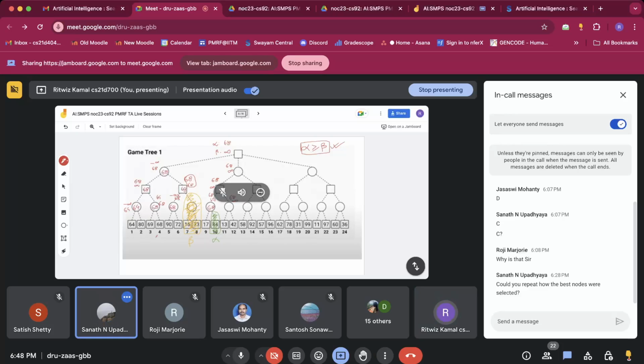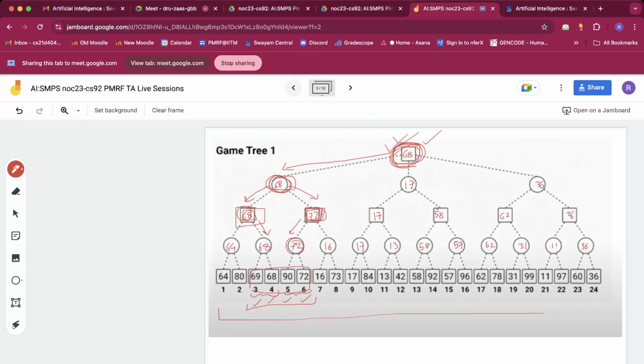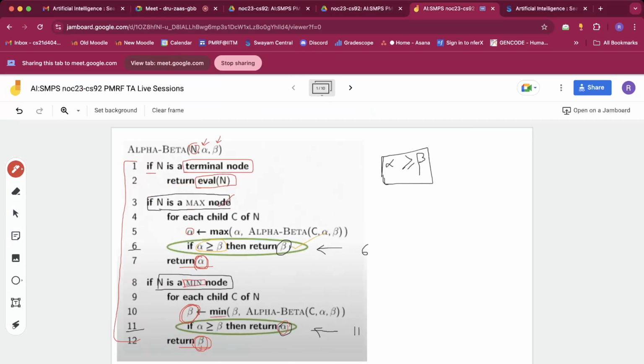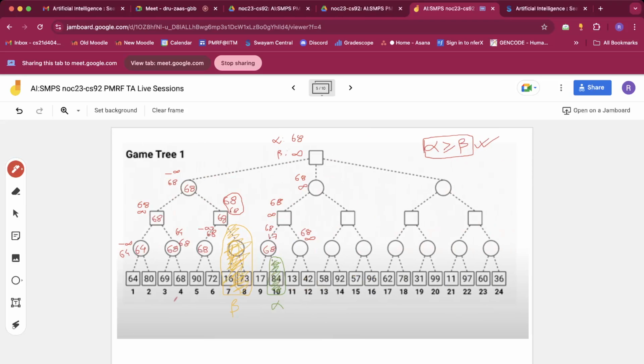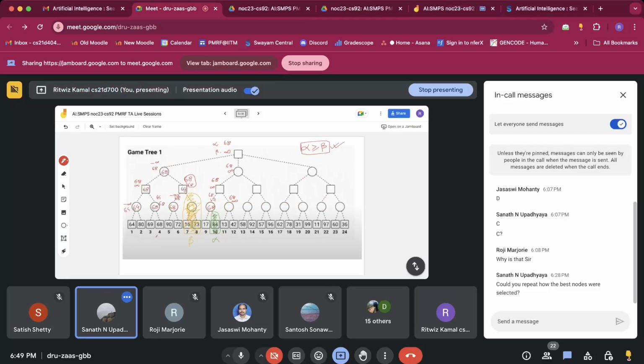No, so here remember a cutoff happened. So let me go back to the pseudocode. Whenever in a min node a cutoff happens, we return the alpha value. In general, we return a beta value for a min node, but in case a cutoff happens, we return an alpha value, which is where alpha cutoff happens. And here the alpha value was 68. That's why 68 was returned. Okay.